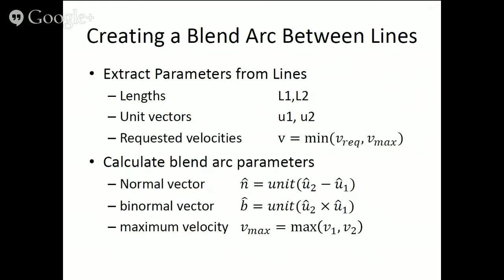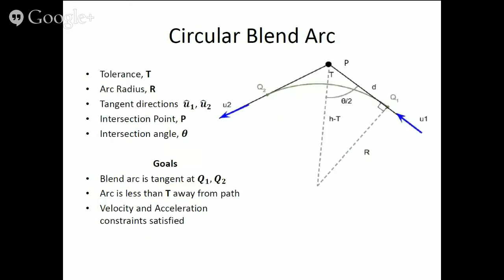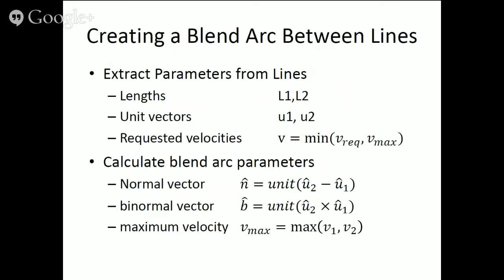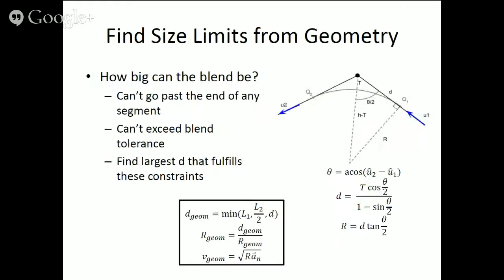It's not so important to understand in detail, but basically we're looking for the normal vector, which is along the dotted vertical line here, the binormal vector, which is perpendicular to the plane, and then the maximum velocity that we can reach. And that's basically the maximum of each individual velocity of the lines.